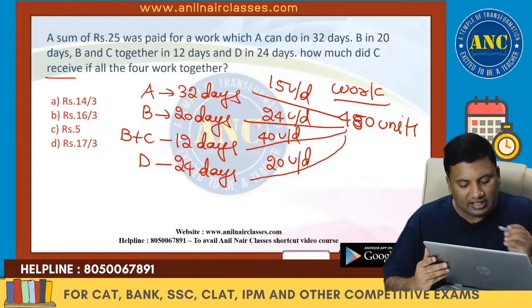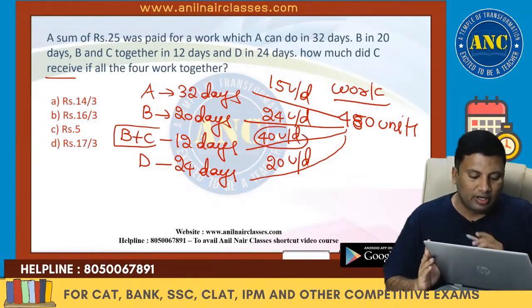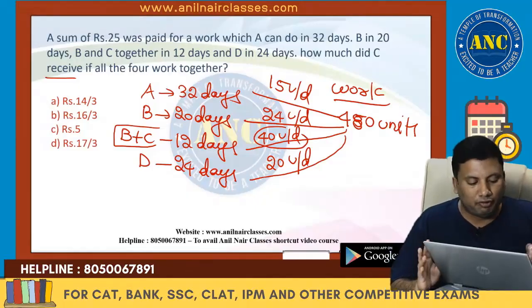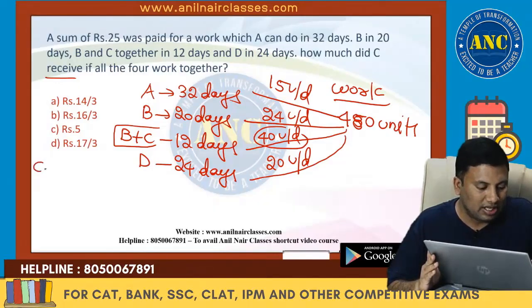How much did C receive? Now, if you see B plus C, it is 40 units per day. B is 24 units per day. So, C will be doing 16 units of work.